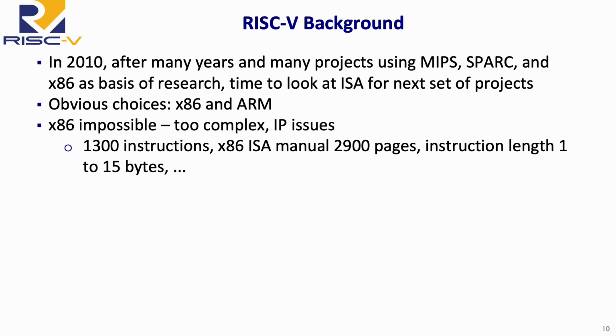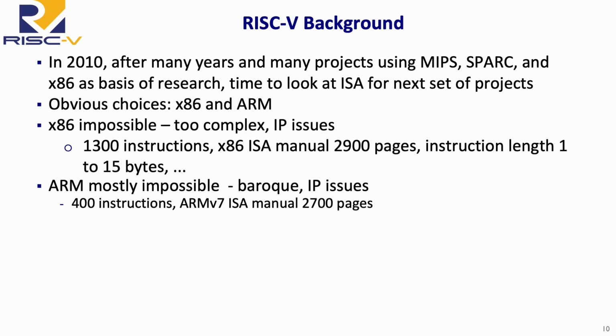The x86 architecture has over 1,300 instructions. The manual's enormous. The instruction length varies from 1 to 15 bytes, so it's complex to decode. ARM is almost impossible. It's a little bit baroque, although ARM v8 is quite a lot cleaner, but there were a lot of IP issues. Fundamentally, ARM is an IP company.